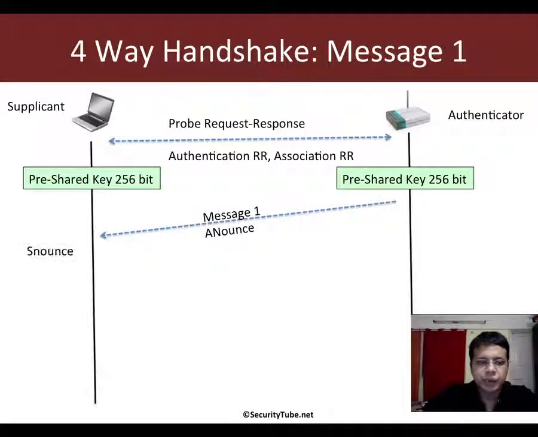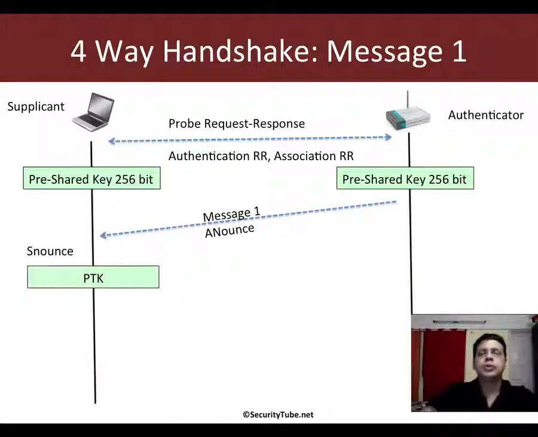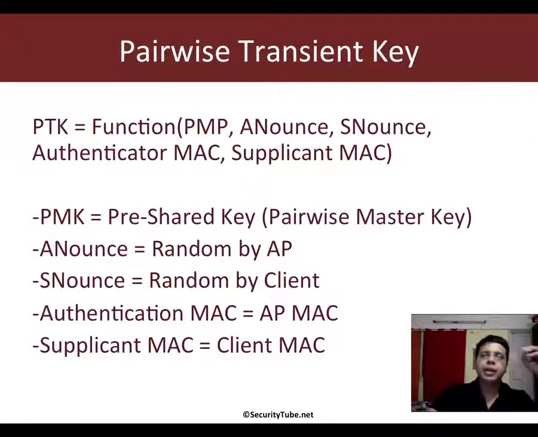And we said that once the client receives the packet, it's going to create its own S nonce. And from that, it's going to derive the PTK, or the pairwise transient key. Now, how is the pairwise transient key created? We'll get into the specifics of this in a later video, but to keep it simple here, the PTK is some function of the PMK. Actually, there's a little typo here.